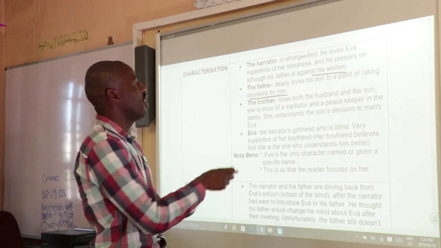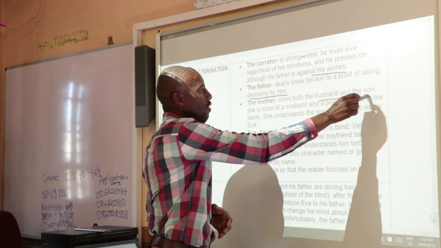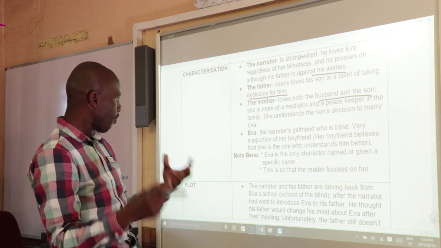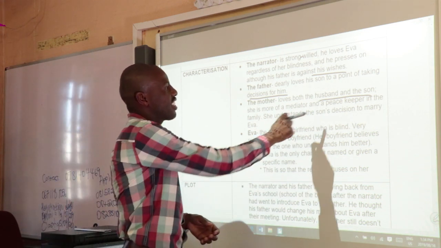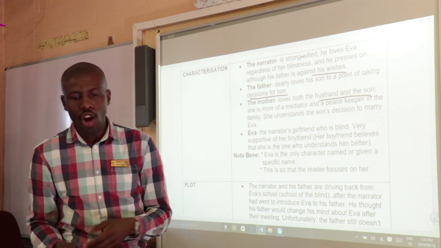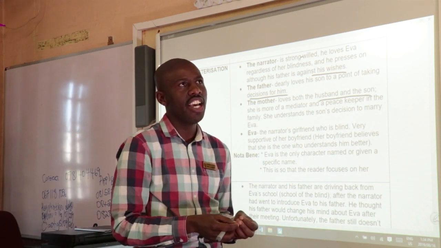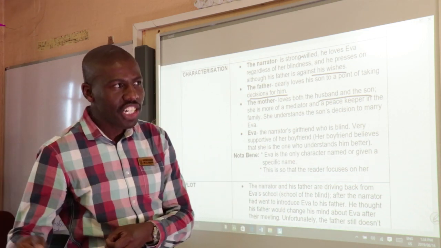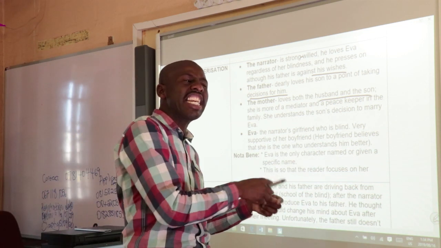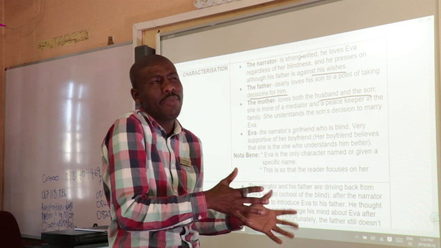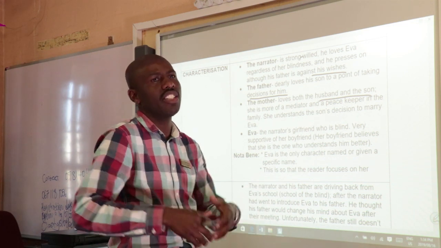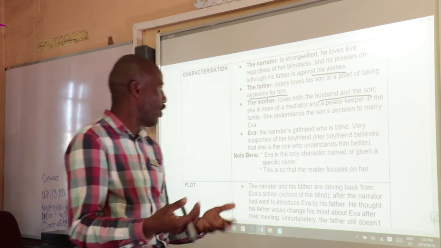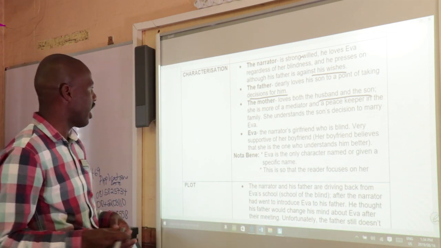The mother, she loves both the husband and the son, obviously. She is more of a mediator and a peacemaker in the family. She understands the son's decision to marry Eva. Although in the text it does say she would be happy if the son decided against marrying Eva, she supported the son nevertheless. Although she wasn't happy about it, she understood that if Eva makes him happy, so be it. Unfortunately, the father could not hear a thing about that.